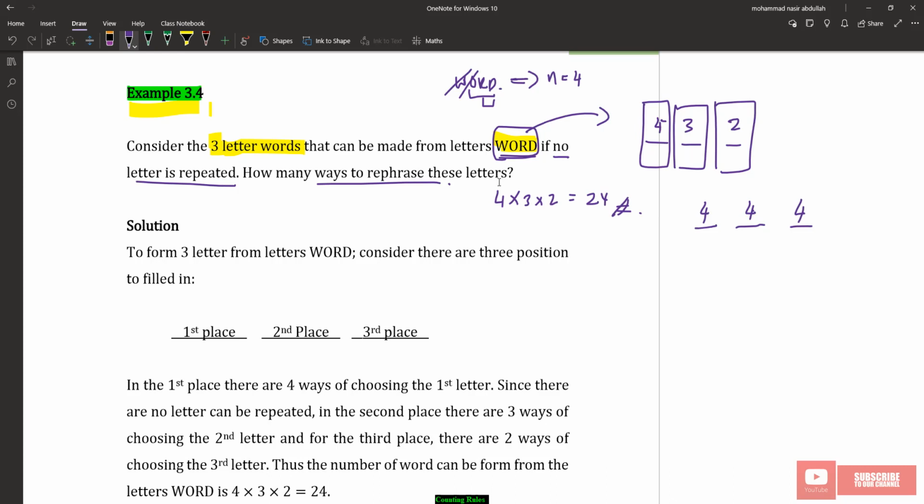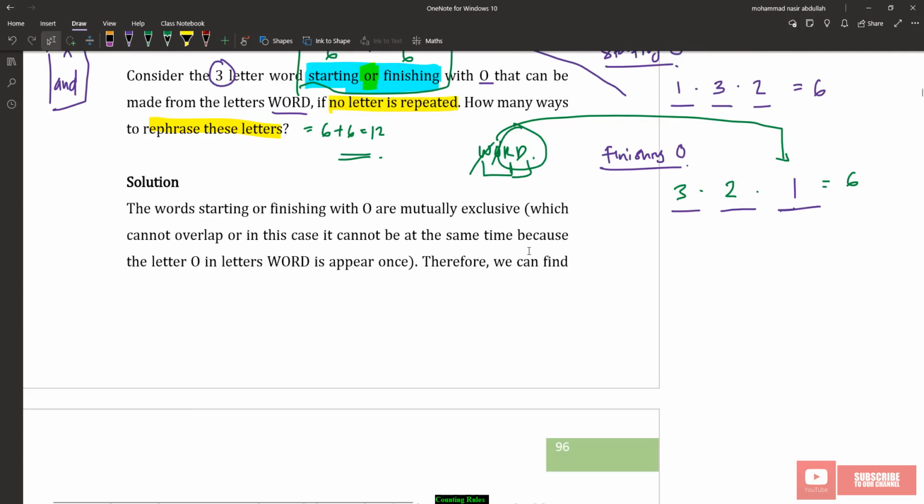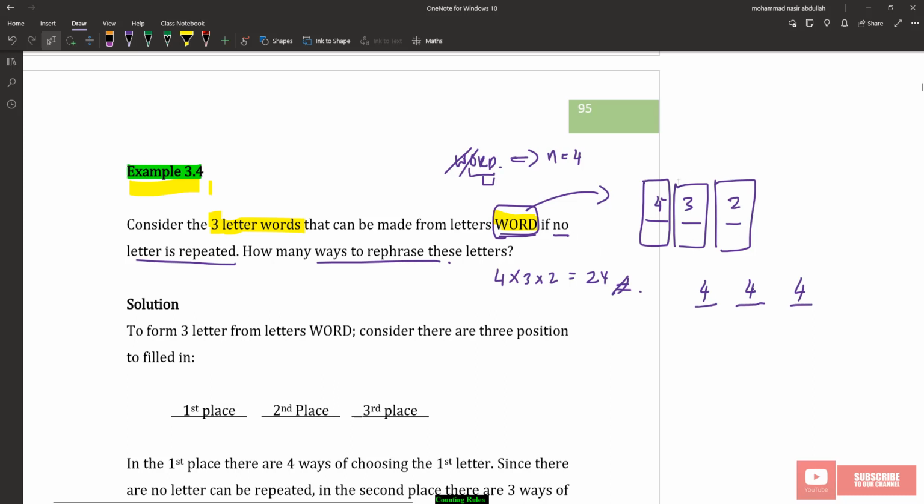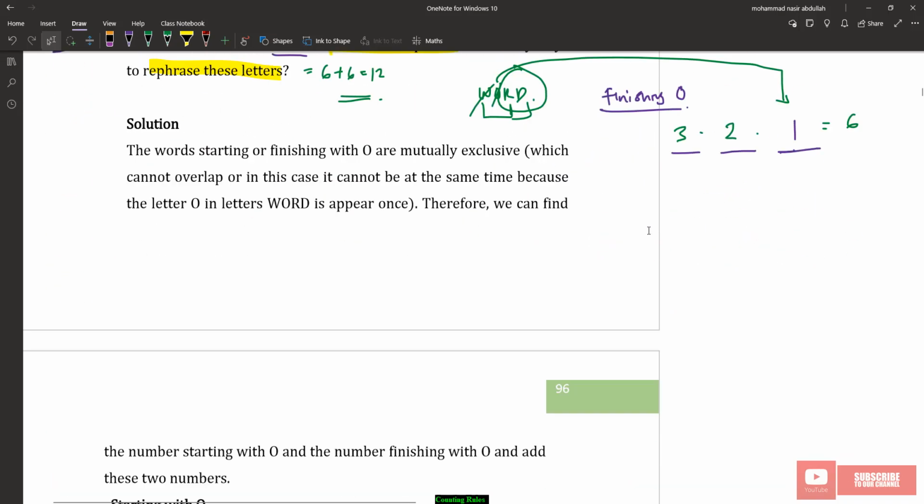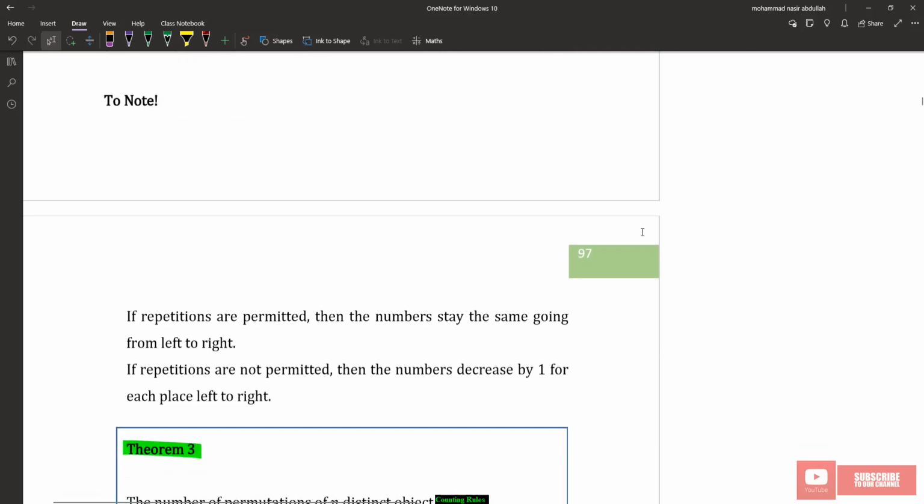This is the number of ways to arrange the letters if repetition is permitted. So if you look at the trend, if repetition is not permitted, the numbers decrease from left to right. If repetition is permitted, the numbers are the same from left to right. This is what I'm trying to say in the note.